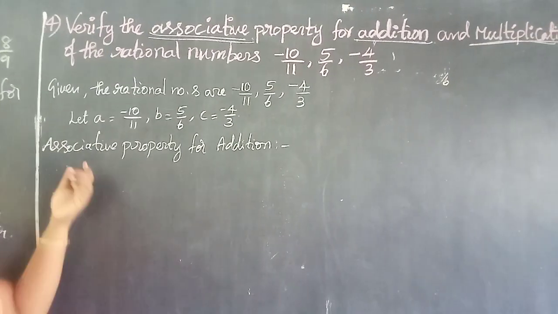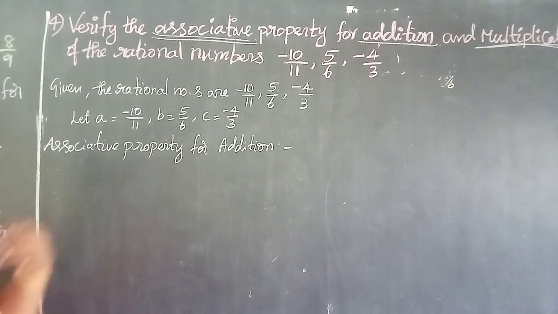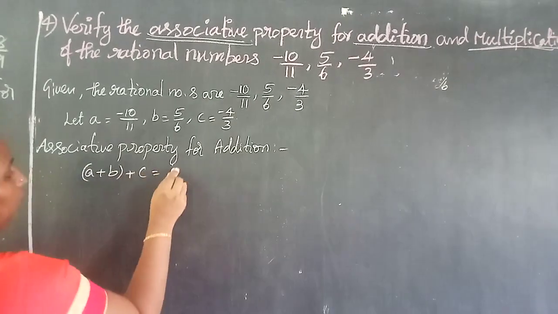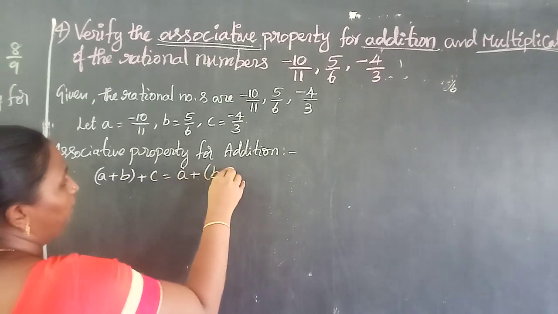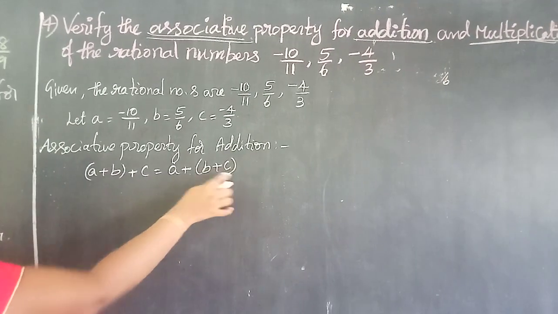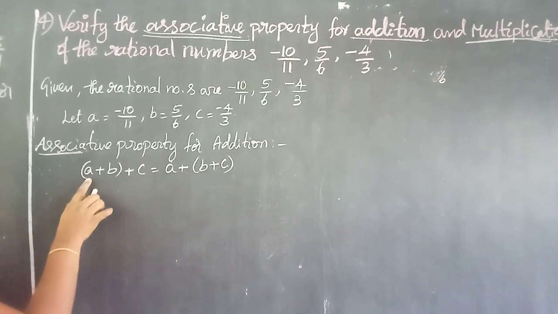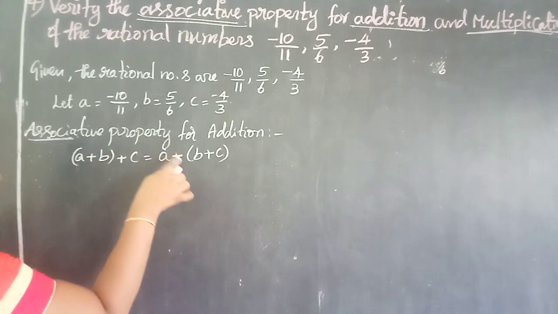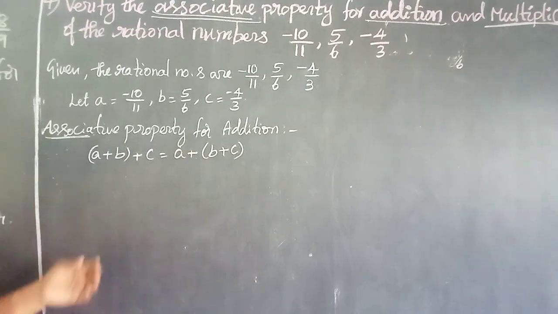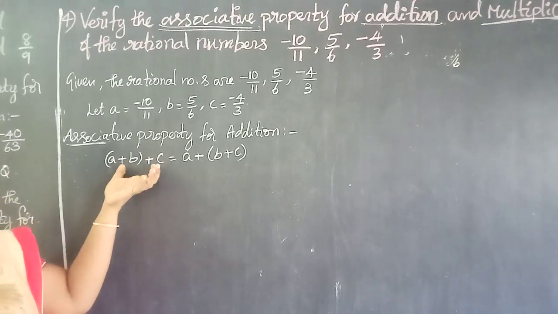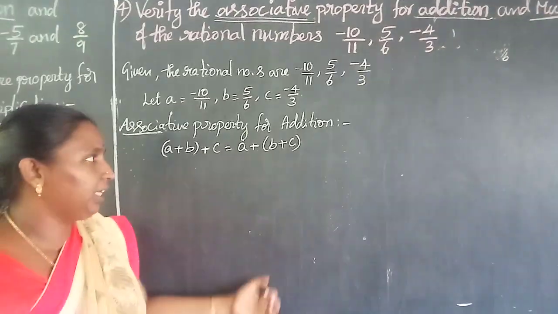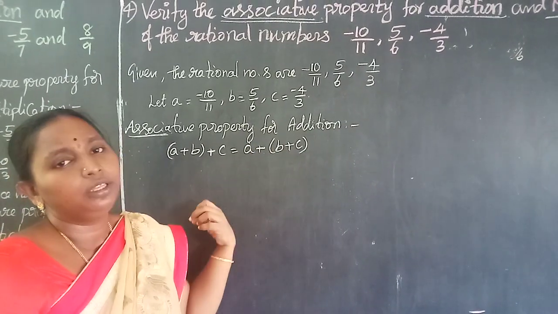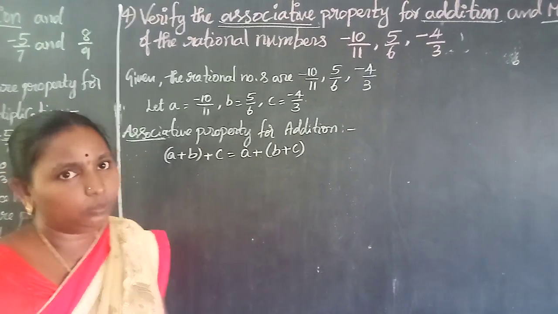So what you have to do for the associative property for addition? (A plus B) plus C equal to A plus (B plus C). We are just interchanging the brackets. Whenever they ask the associative property for addition, (A plus B) plus C equal to A plus (B plus C). First take the LHS part and find the answer, then move on to the RHS part. Then we have to check whether LHS and RHS are equal or not.